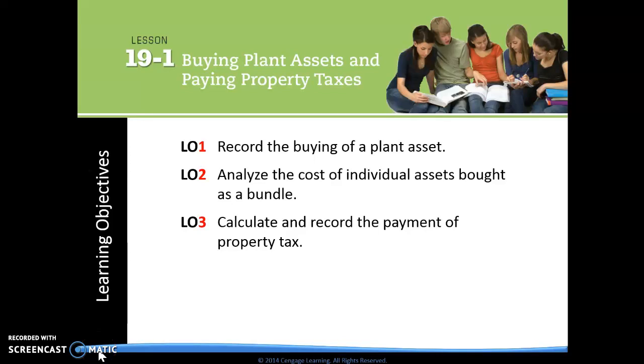19.1 is talking about buying plant assets and paying property taxes. We have 3 learning objectives. You need to be able to record the buying of a plant asset, analyze the cost of individual assets bought as a bundle, and calculate and record the payment of property tax.